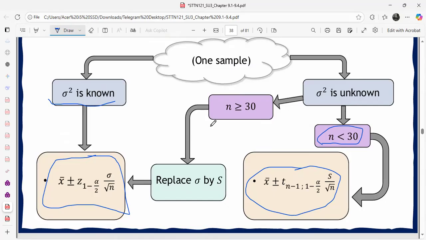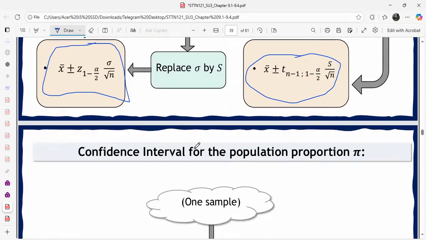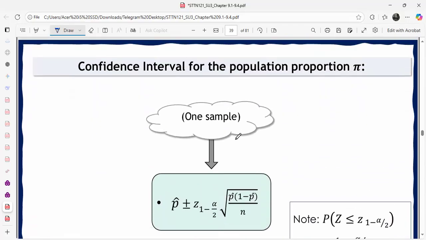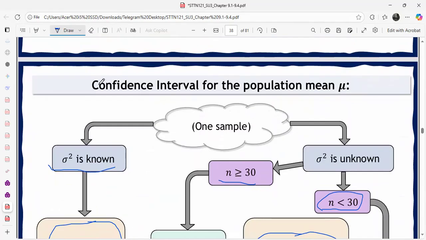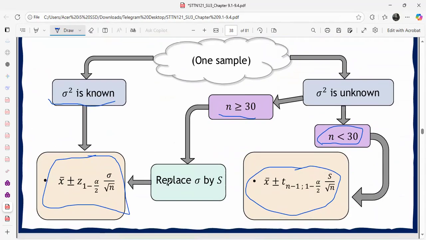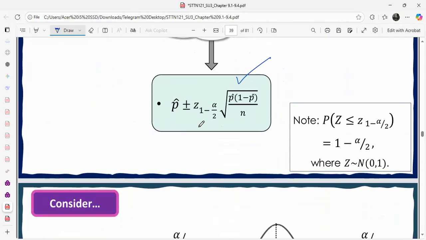Again, if n is greater or equal to 30 and the population variance is unknown, you use this method. I'll repeat. If the population variance is known, we use this formula. But if the population variance is unknown and n is greater or equal to 30, we use this method again. You'll see when you do the questions. Then this one is for the proportions, the confidence interval for the population proportion. That's the formula that we are going to use. Then this one is a confidence interval for the population mean. We have two formulas here, but under the proportion, we have only one formula.